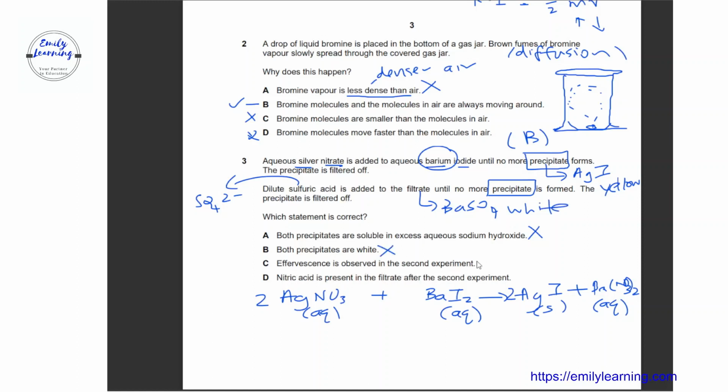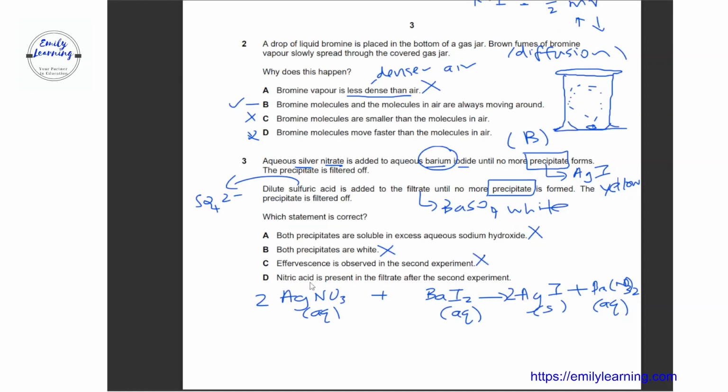Effervescence is observed in the second experiment. In order for an acid to give out effervescence, the two types of effervescence is either hydrogen, when the acid reacts with metal, but it won't be called an effervescence. It will be called bubbles, because when you add a solid to a liquid, you have gas that is being formed when you add metal to sulfuric acid or carbonate to sulfuric acid. But we do not have any carbonate being added. We do not have any metal being added, so C is not correct.